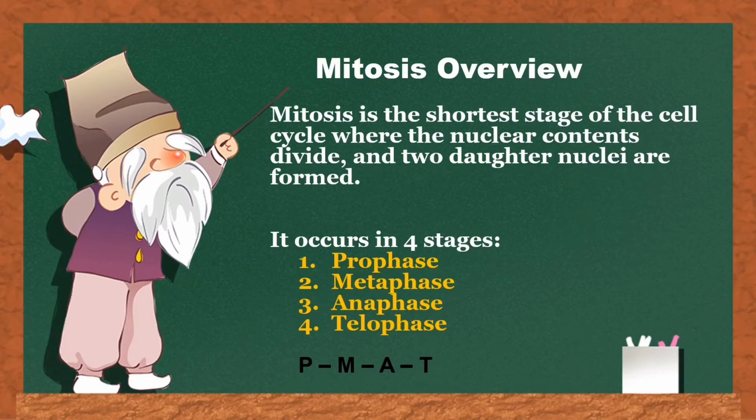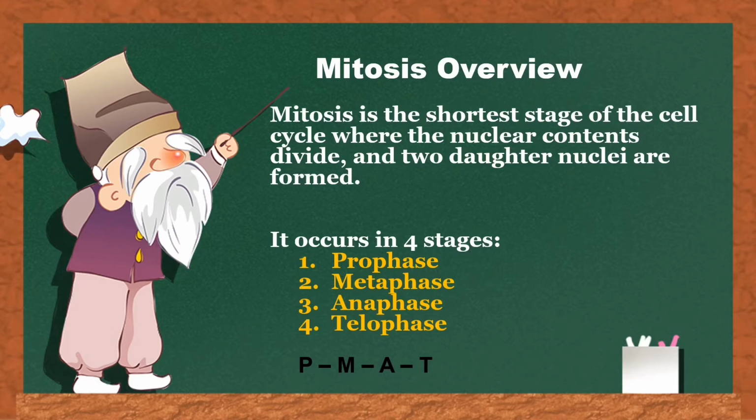Let's move on to the mitosis cycle. So what is actually mitosis? Mitosis is the shortest stage of the cell cycle where the nucleus content divide and two daughter nuclei are formed. It has four stages in total.